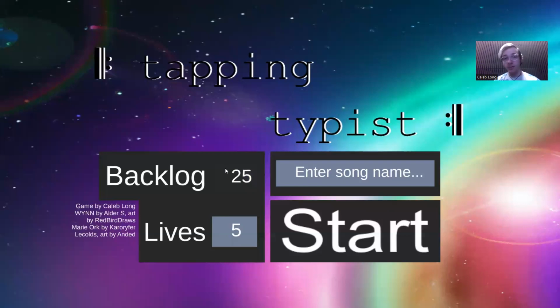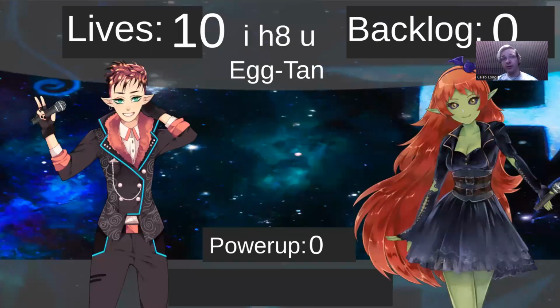So I have the ability for the user to change the lives and backlog. I recommend starting with a higher one, if you're starting something like this, which allows the user to customize their experience. Sorry, I forgot the numbers, I apologize. It allows them to customize their experience to how they wish for it to be.